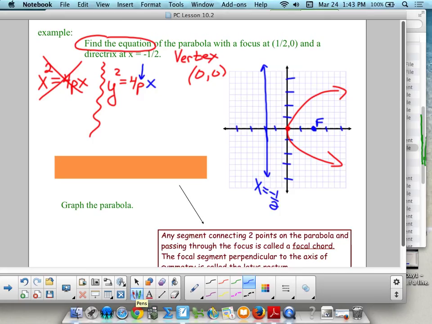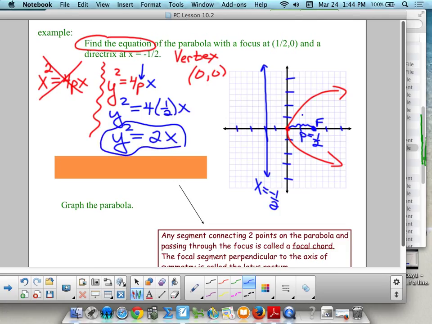Look over there at your graph. Do you know what your p-value is? Yeah, it's from here to here. P is 1/2. So with that p-value, I'll put it right in for p over here. 4 times 1/2 times x equals y squared. Y squared equals 2x, yeah. You are now done. You just found the equation that matches that information. You okay with that?